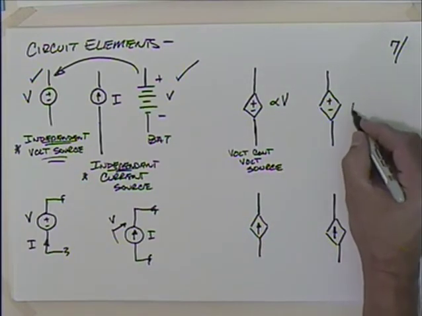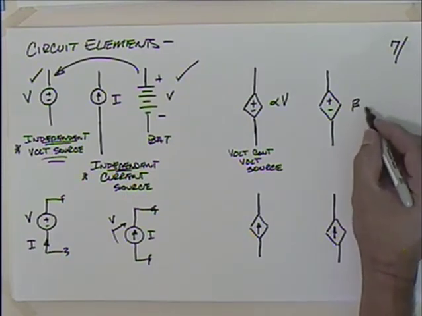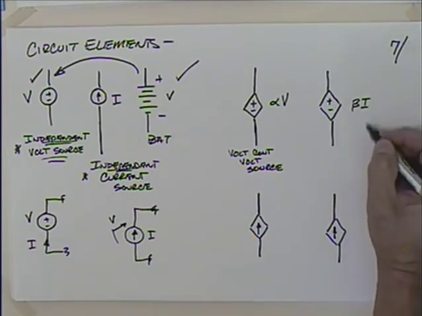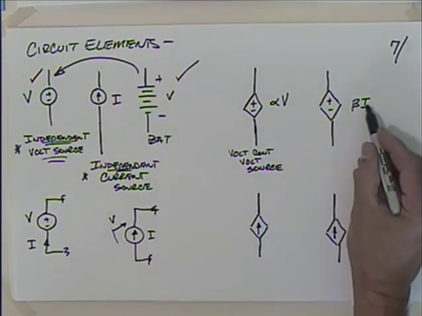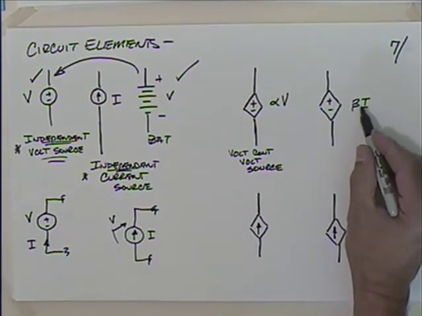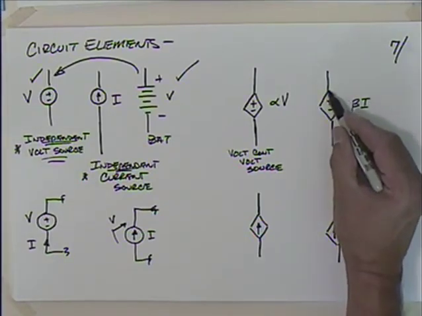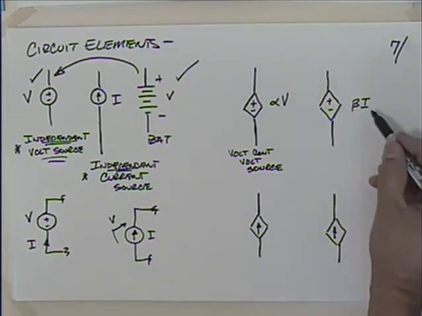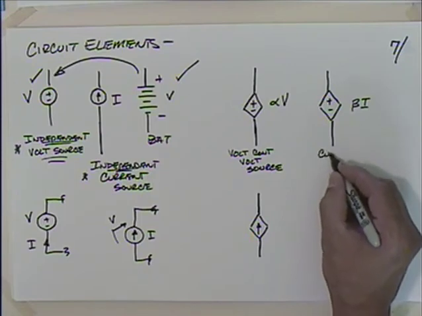Or we might have some other factor, beta, and it could be a really big number, a really small number, times some current. Here, this one's going to be unitless. Here, this one's actually going to have units to convert currents to volts. So if we have some current somewhere else, we multiply that by beta, and that gives us a voltage value here. So this voltage source is now controlled by a current somewhere else. This is a current-controlled voltage source.